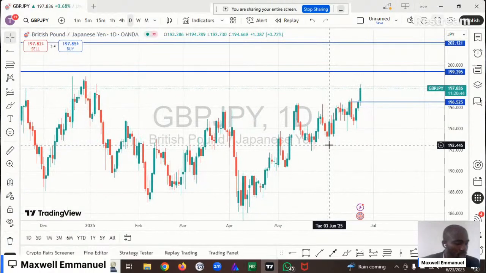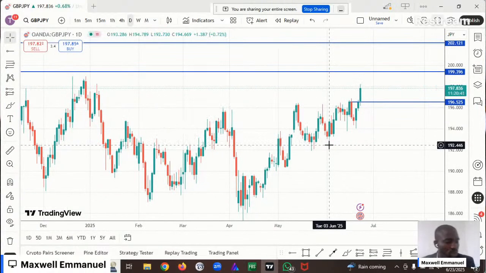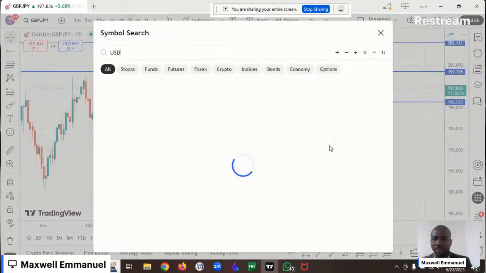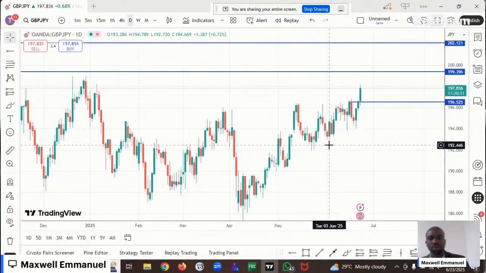Okay, let's move on to the next pair. So we looked at EU, GU, and GJ. Which other instrument do you want us to look at? You want me to analyze USD JPY? USD JPY should be bullish also.